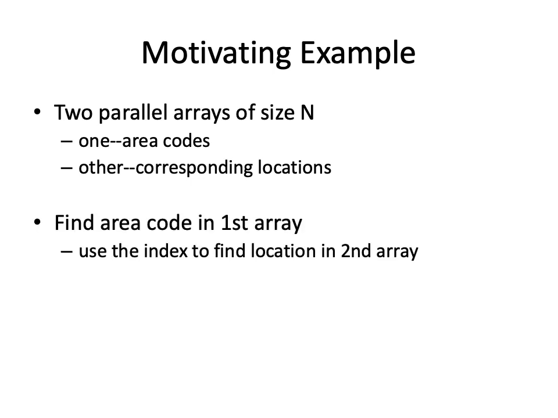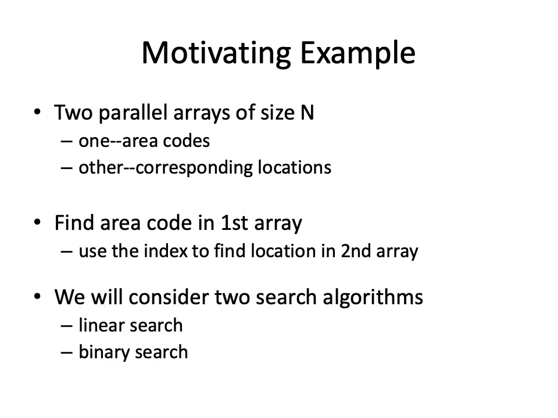Our goal is, if somebody typed in an area code, we want to be able to look through the first array, the area code array, and see if we can find that area code in that array. If we can, then we'll use that to find its location in the second array. We're going to consider two search algorithms. Today we're going to talk about the linear search algorithm. Next mini lecture, we're going to talk about the binary search algorithm.